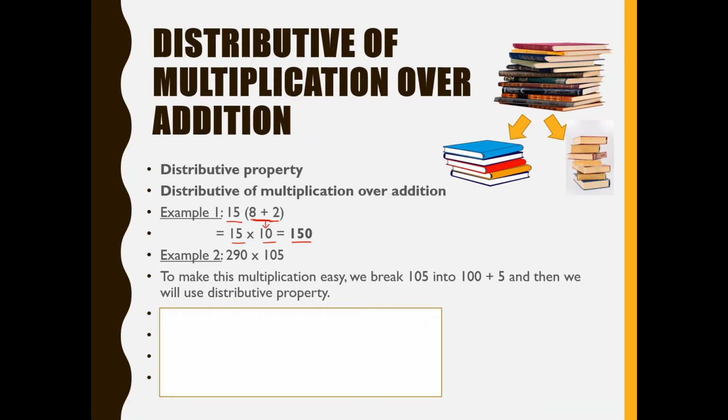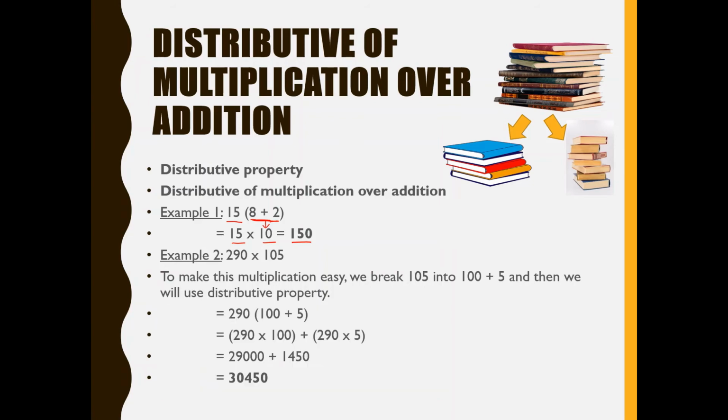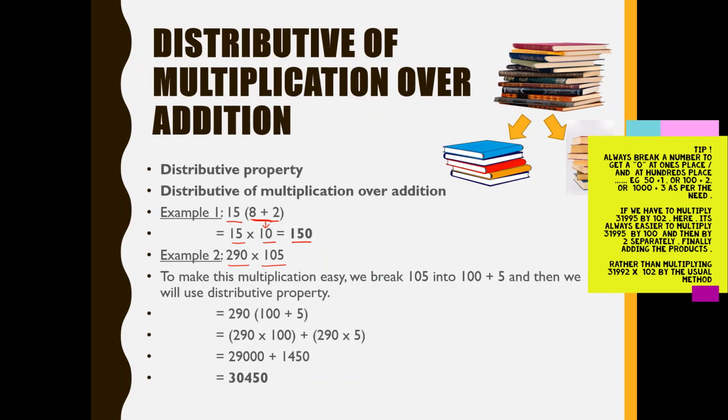Now the similar thing we will be doing is that instead of multiplying two numbers directly, we'll try to break one number out of the two, if it's possible, to make it simpler. So here you have example 2. Can you see example 2 here? Okay, in this example 2, we have to multiply 290 by 105. To make the multiplication easy, we break 105 into 100 plus 5, and then we will use the distributive property.